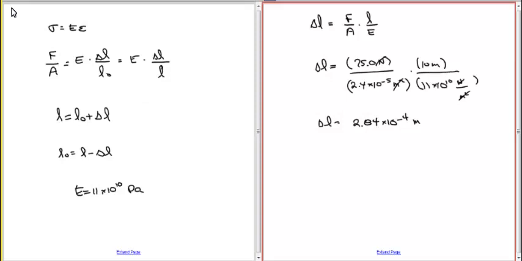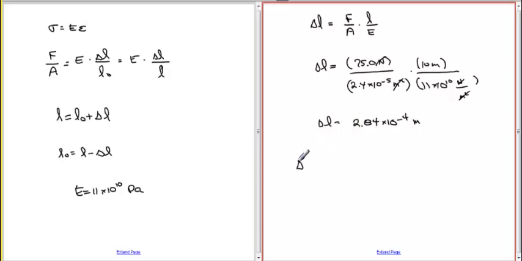It wants to get shorter, but it's going to be restrained, so it's going to hold the length. So what we do is we calculate the change in length due to temperature change, and we're going to add that to the change in length originally in the tension of the wire.